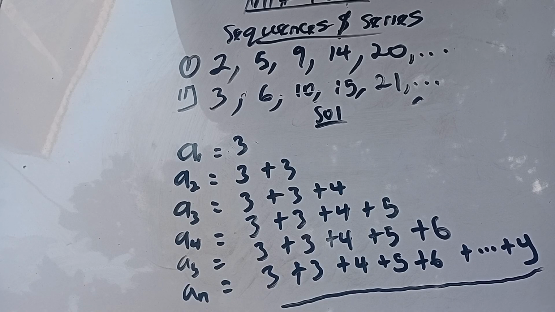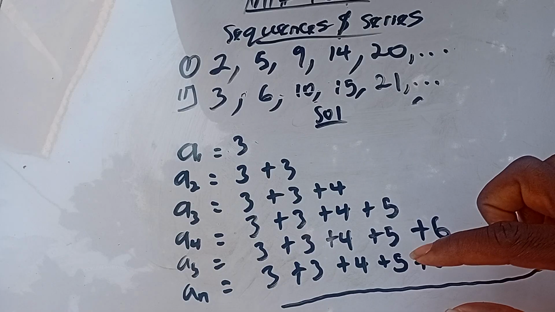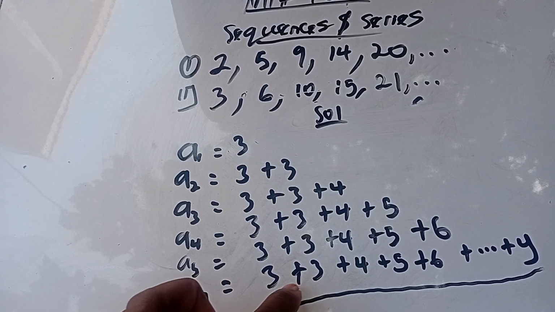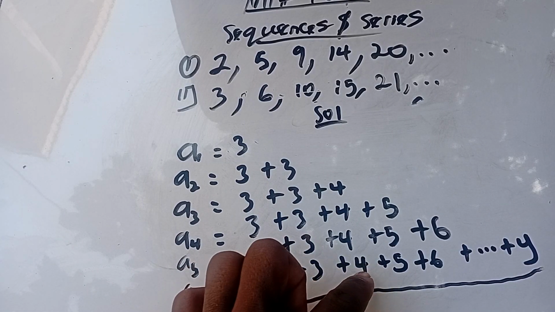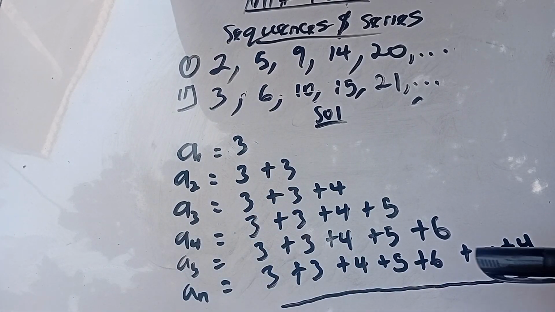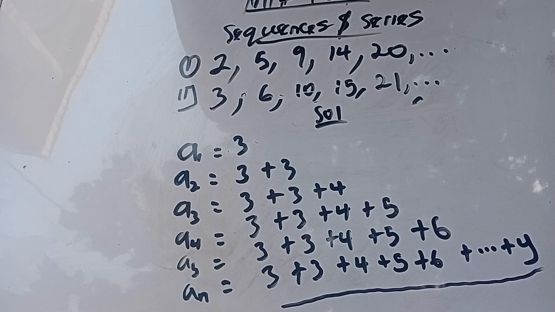Now, we cannot just use the formula for AP here. Why? Because there must be a common difference, but this one disobeys. The common difference between 3 and 3 is 0. From there on, the common difference begins to tally: 4 minus 3 is 1, 5 minus 4 is 1, 6 minus 5 is 1. So the common difference begins to tally.